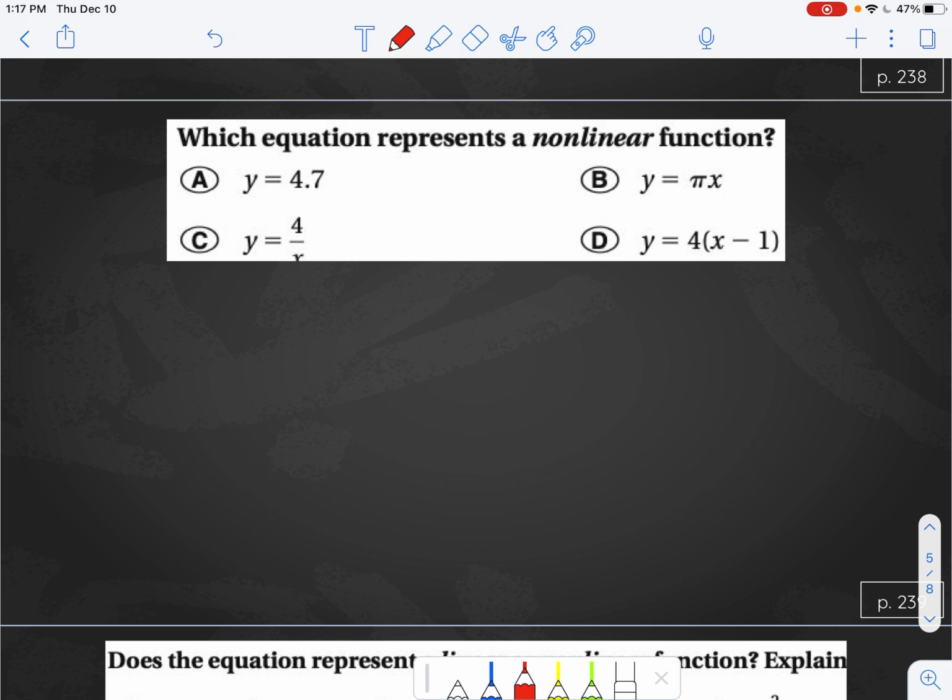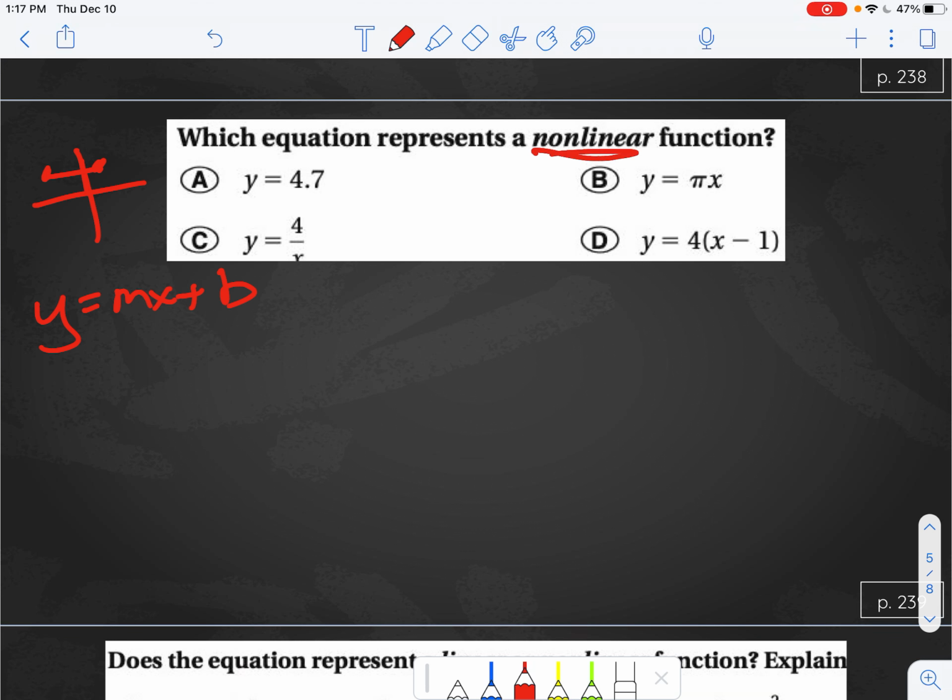Another type of question you might see: which equation represents a nonlinear function? Well, remember, a linear function is in our form y equals mx plus b. It might be something where b is 0, or we have that special case with a horizontal line. But if it's in any form other than that, then it doesn't work. So let's take a look.